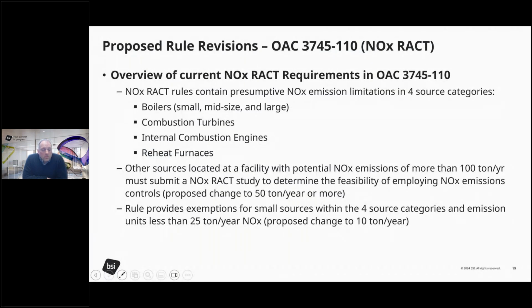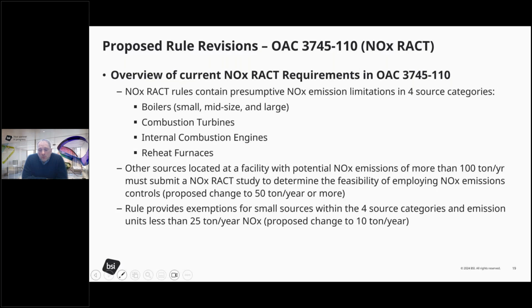So real quick, an overview of the NOx RACT requirements. Again, this slide is the summary of the existing rules. Most of you are aware, the NOx RACT rule includes presumptive NOx emission limits for 4 source categories based on the characteristics of the source, such as size, fuel type, and method of firing. Additionally, the NOx RACT rule applies to other emission units at the facility with the potential NOx emissions of more than 100 tons per year.